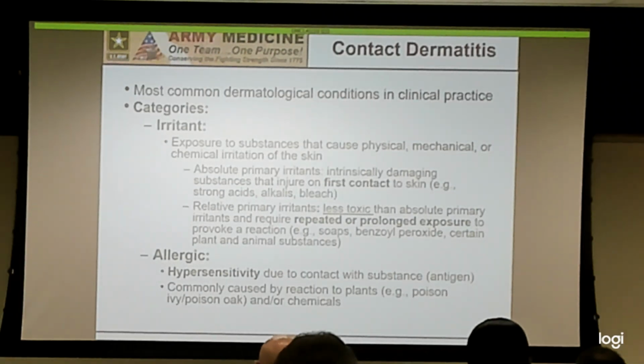When you're looking at your relative primary irritants, those are things that are less toxic, and it may take more exposures to it before it actually happens. So you see they require repeated or prolonged exposure, okay?